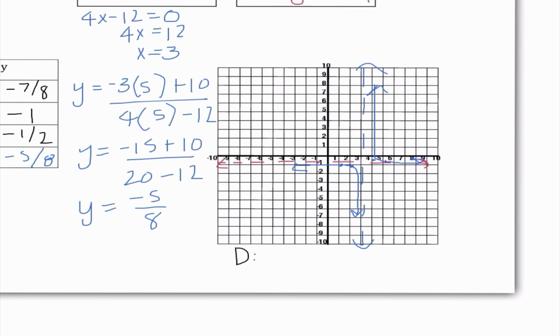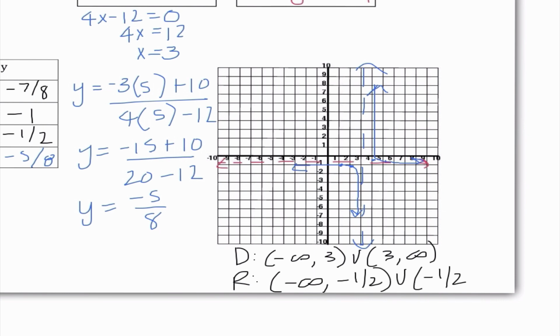Our domain is going to be negative infinity to 3, union 3 to infinity. And our range is going to be negative infinity to negative 1/2, union negative 1/2 to infinity. So hopefully you guys are seeing the repetition in our graph. And the whole point of us knowing how to graph, it's really important we visualize why different answers end up being extraneous.